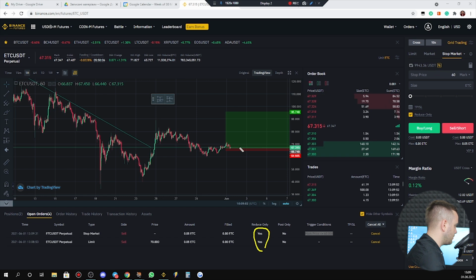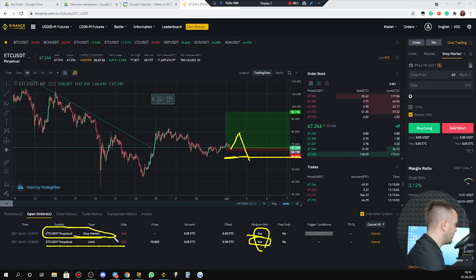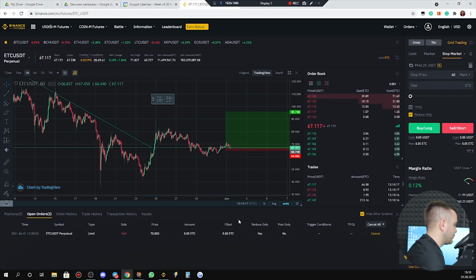Imagine if price hits your take profit and after that drops, and if there would be no reduce only, your order will activate your stop loss that you set here. You will sell here, because price can hit your take profit, after that retest it, and you will have a sell position without any stop loss. That's why it is essential to set reduce only.